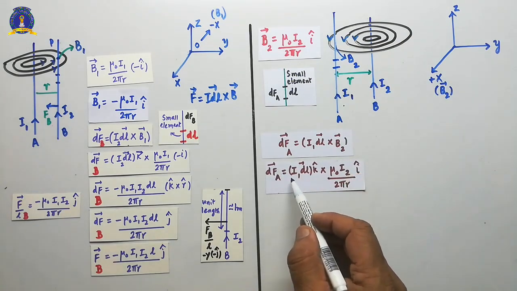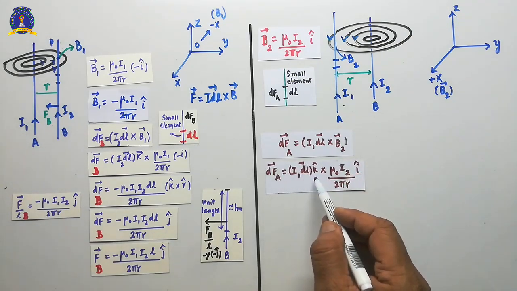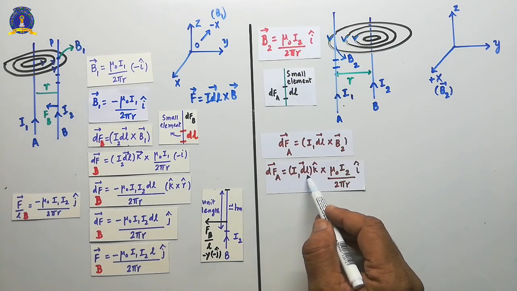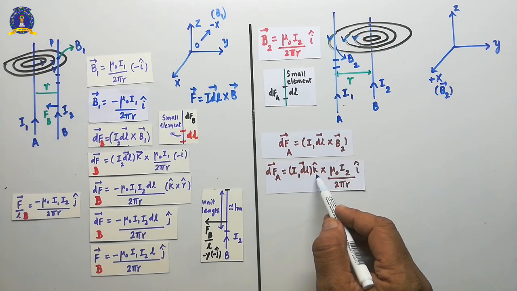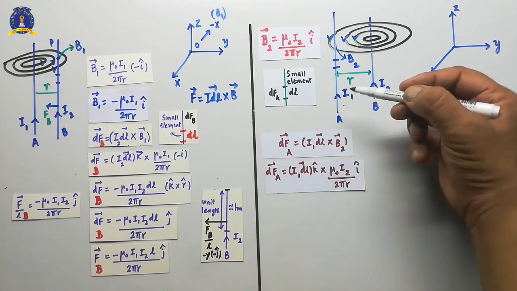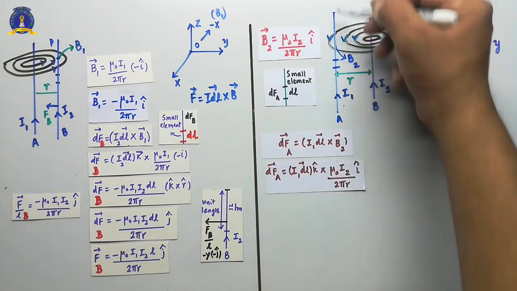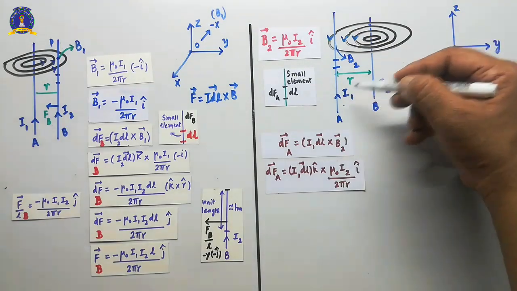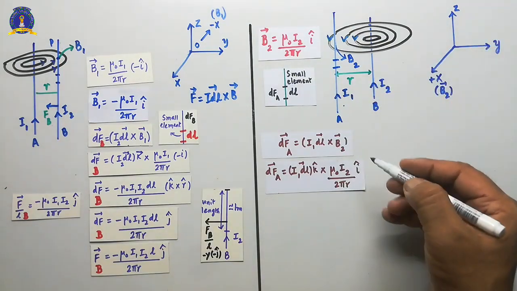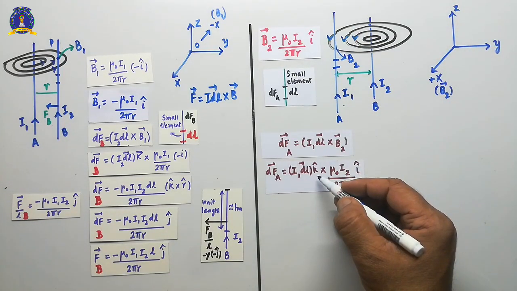dFA vector is equal to I1 dl vector. Here I1 dl is acting along the z direction. Look at that, the current is traveling in this direction. I1 is traveling in this direction. Look at the coordinate. Here it is acting along z. Therefore k cap is there.